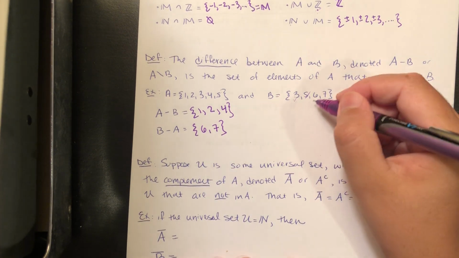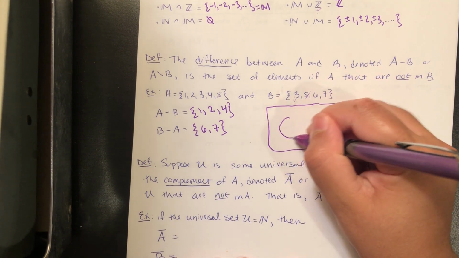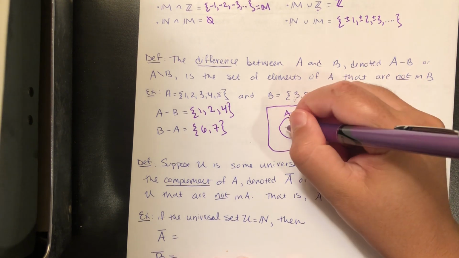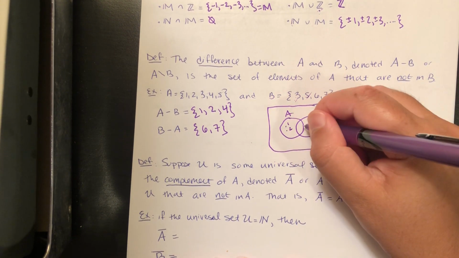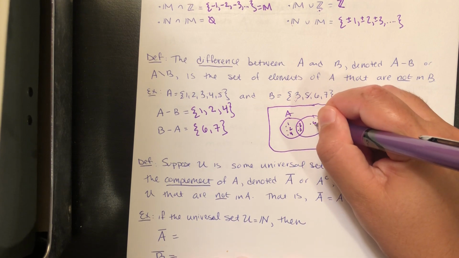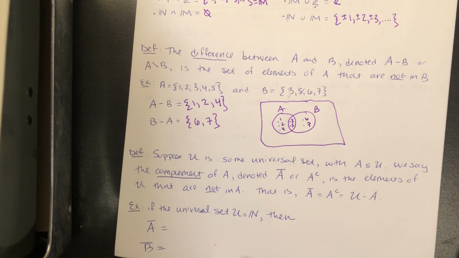So notice we ended up with, if we looked at the Venn diagram of these two sets, the same one we had in the last video, this Venn diagram looked like 1, 2, 3 was over here, 4 was here, 5 was here, and 6 and 7 were over here. So what is the set A minus B?